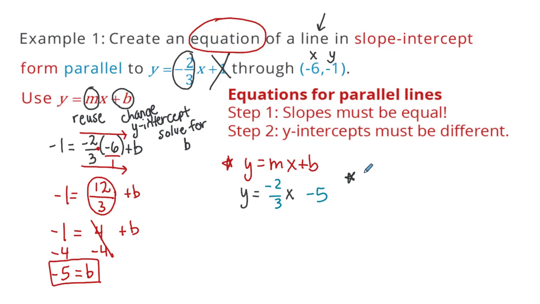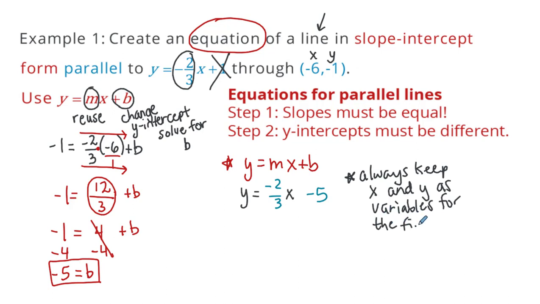Make that note to yourself. Always keep x and y as variables for your final answer, or for the final equation. Now, you saw earlier, we did not keep it as variables throughout. That's fine. But for your final equation, x and y need to be variables. All right, so here's your perfect, beautiful example.